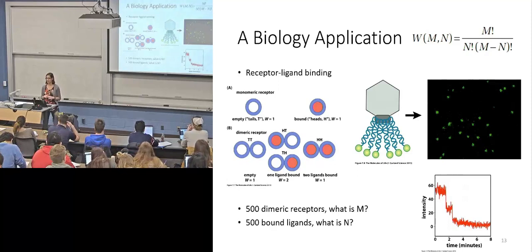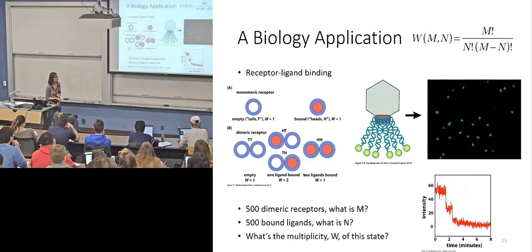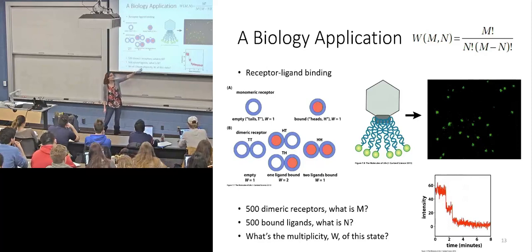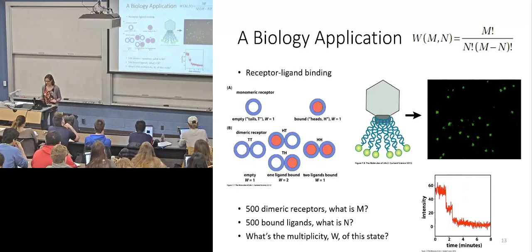Each receptor has 2 sites. I have 500 dimeric receptors. Each one of them has 2 possible sites that a ligand could attach to, giving me 1,000 sites they could possibly attach to. Then I have 500 ligands that could attach in those 1,000 sites. So to get multiplicity, I'm interested in 1,000 factorial over 500 factorial, 500 of them being bound, and 500 of them being unbound. So we're going to calculate the multiplicity of that.